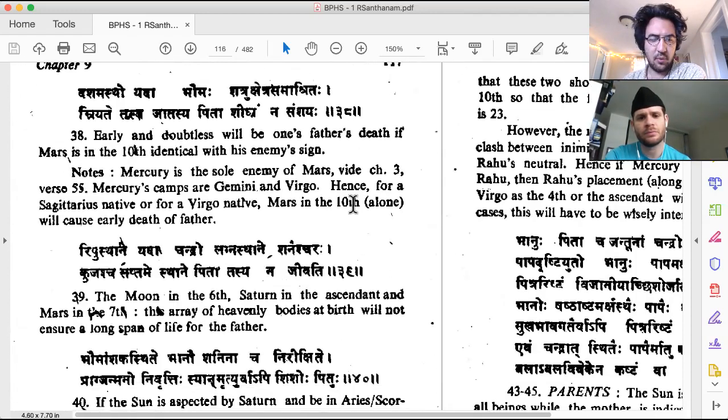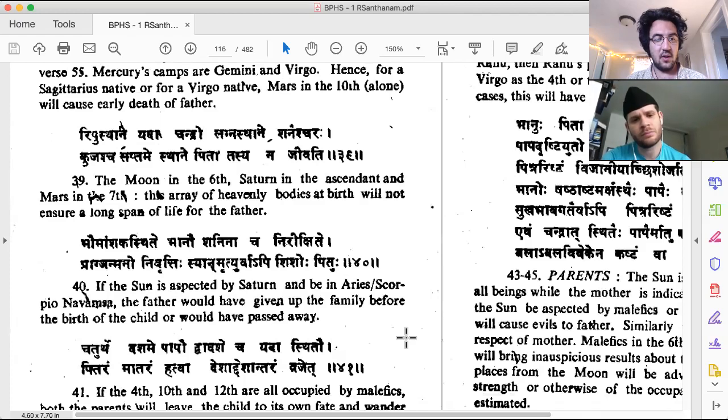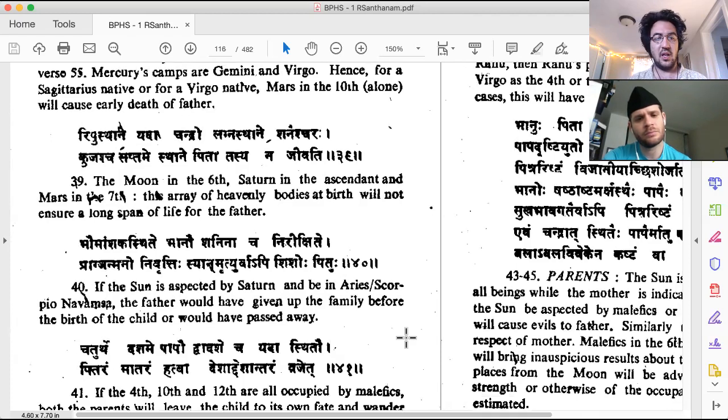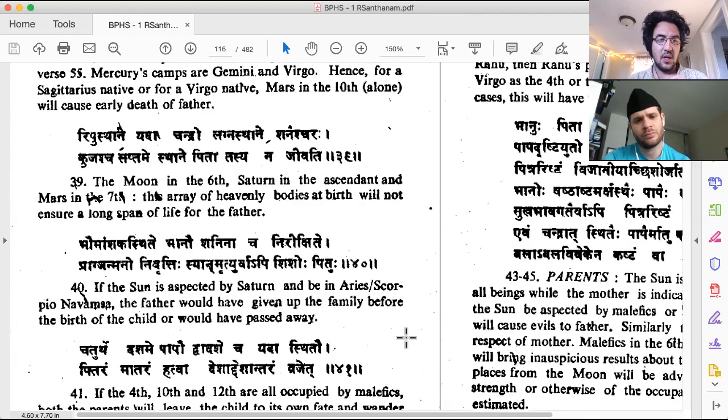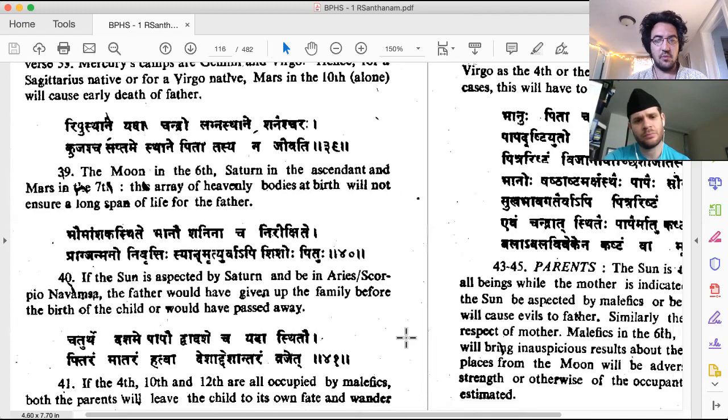For example, if Sun is aspected by Saturn and in Aries or Scorpio Navamsha, so not in the Rashi chart but in the Navamsha, then the father would have given up the family before the birth of the child or would have passed away. This is really reminiscent of how the Navamsha might have been used in Yavanajataka. It's obviously for much more than marriage, even though Parashara says it's for marriage. We're already seeing these little shlokas hinting that you can get some hidden predictive elements from Navamsha.